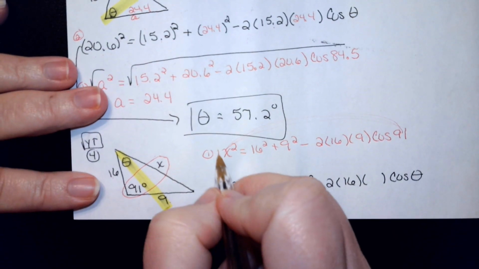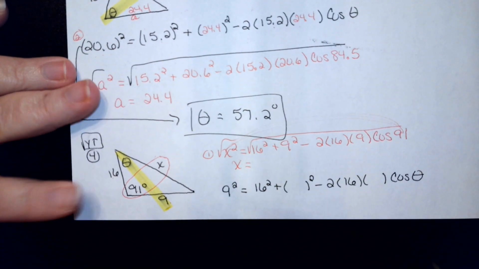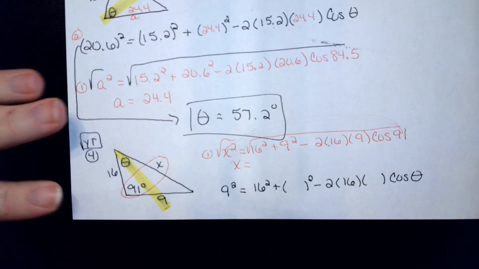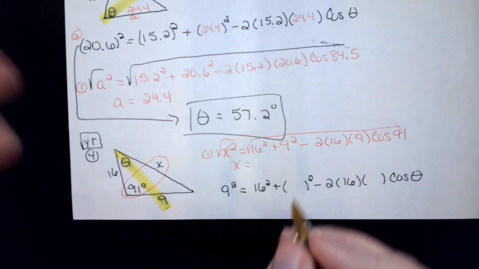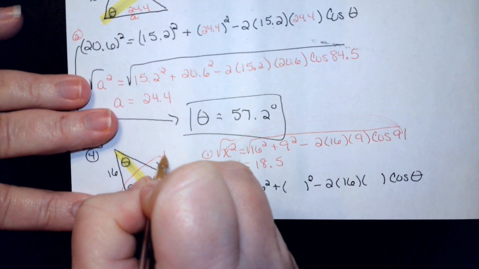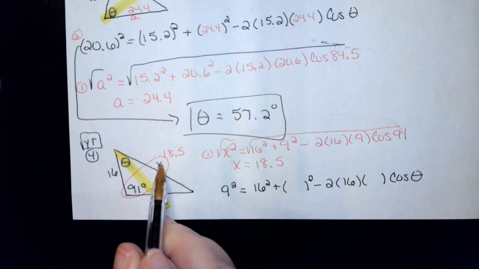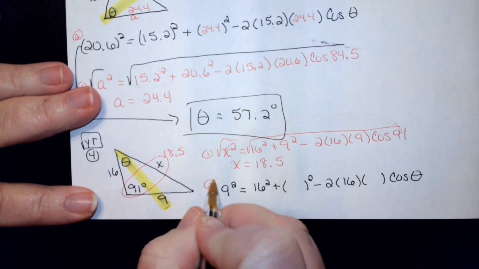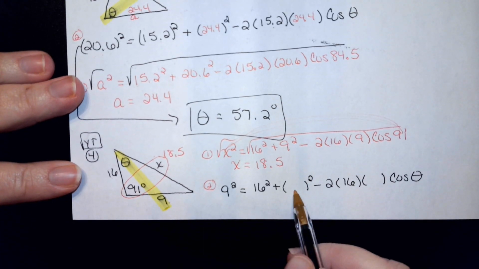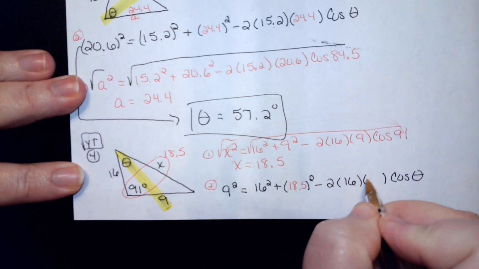Alright, we're going to take the square root of both sides. And when we do that, we're going to get x equals 18.5. So this right here is 18.5. So we figured out what that missing side was. So now we can come right here, and where we had our blank, we can put 18.5.